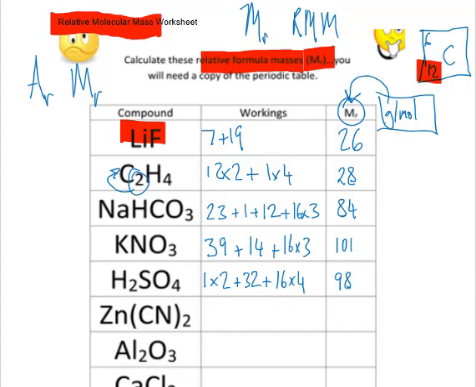Zinc is 65. And then this 2 applies to everything within the bracket. So we've got carbon by 2, and we've got nitrogen by 2. Oh darn, I meant to put in the atomic mass of nitrogen, not the symbol. So that's plus 14 by 2. That adds up to 117.